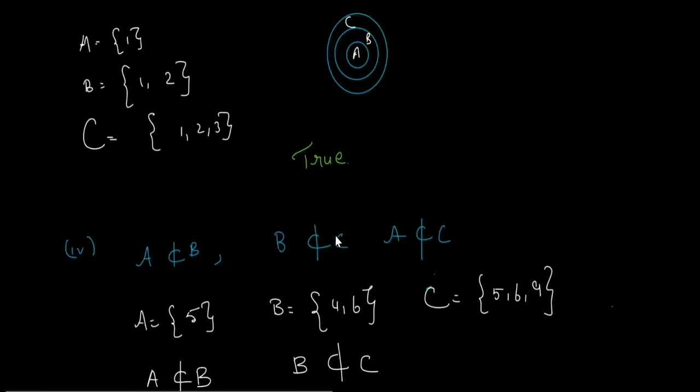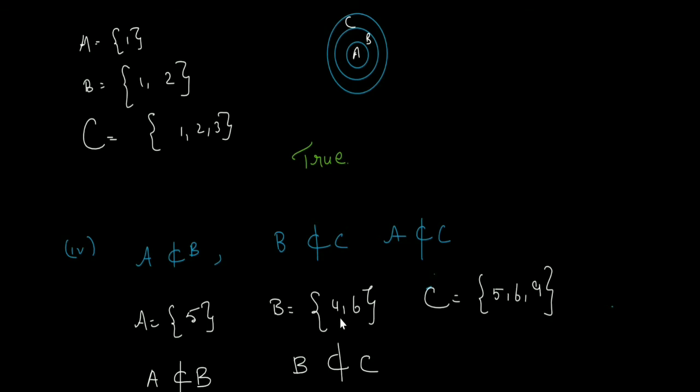Next statement: A is not a subset of B, B is not a subset of C, then A is not a subset of C. Not necessary. Because I can give an example: A is {5}, B I can give {4, 6}. So A is not a subset of B, correct? 5 is not present in the set B. That means A is not a subset of B. B is not a subset of C. I have given an example like that.